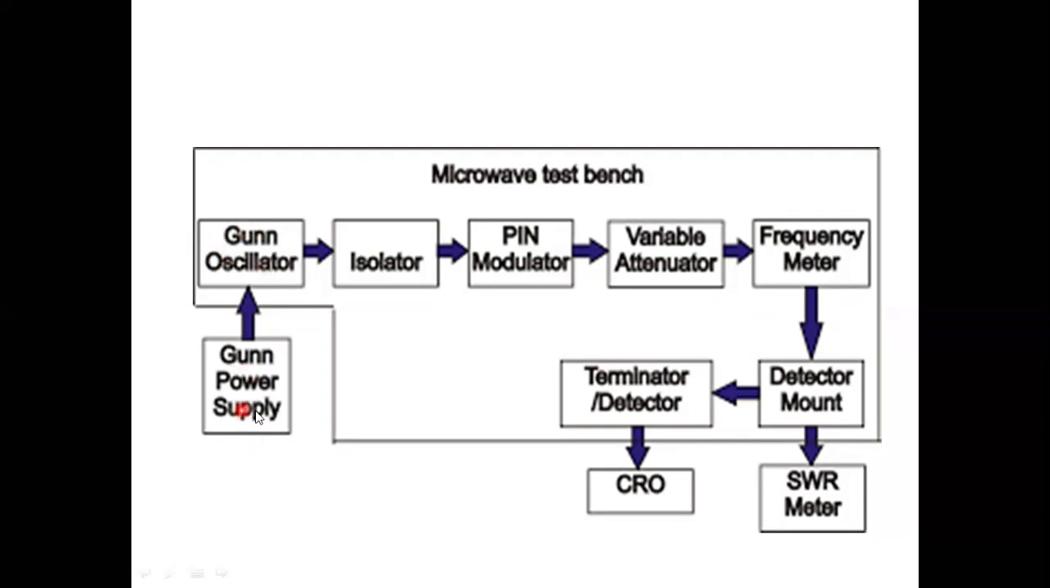For that you will be using the Gunn power supply and the Gunn diode, and one more element, the PIN modulator, for the modulation of waveforms. Whereas the other elements, you see, are the same as in the previous one. Okay, next we look at that.